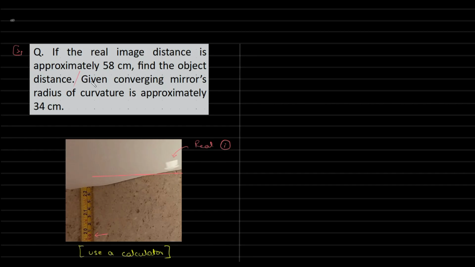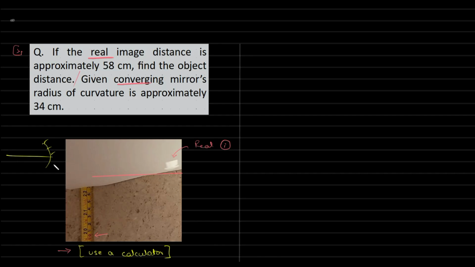Okay, so given the converging mirror, radius of curvature is approximately 34 centimeter. So my request is pause. It's a simple question, simple formula, substitute, use calculator. You need not do all the calculation by hand, use calculator and calculate. Okay, I'll do it now. So we have a real image and we have a converging mirror. So let me just draw a small diagram which helps us to understand and do this.